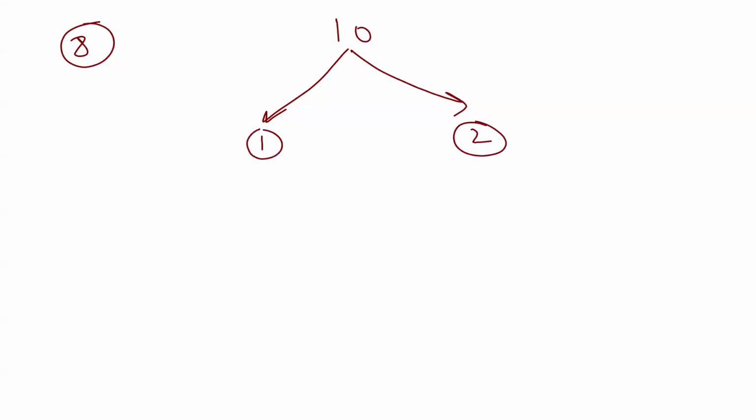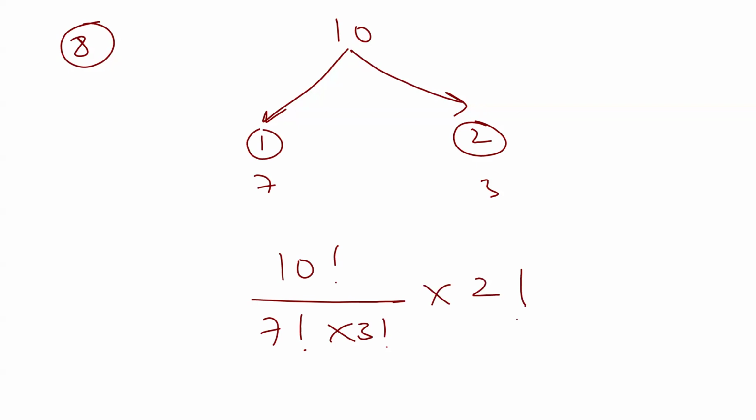Question number 8. There are 10 different marbles. Now it is supposed to be given to 2 different children, person 1 and person 2. Person 1 gets 7 marbles and person 2 gets 3 marbles. So 10 factorial upon 7 factorial into 3 factorial. But then I will multiply by 2 factorial also, because person 1 can also get 3 marbles and person 2 can get 7 marbles. So this is a distribution problem. Fine.